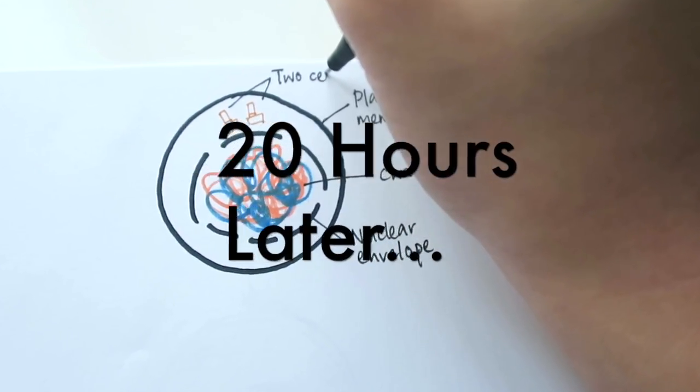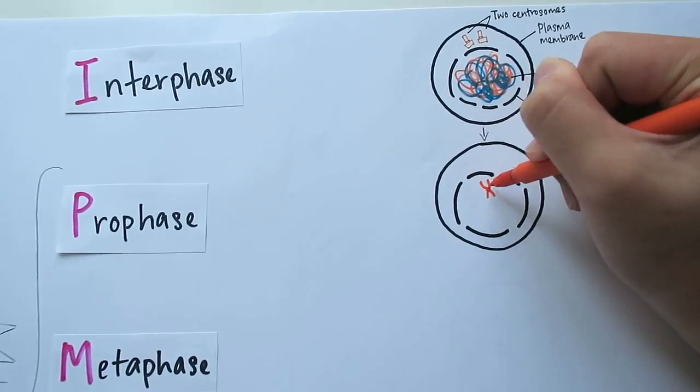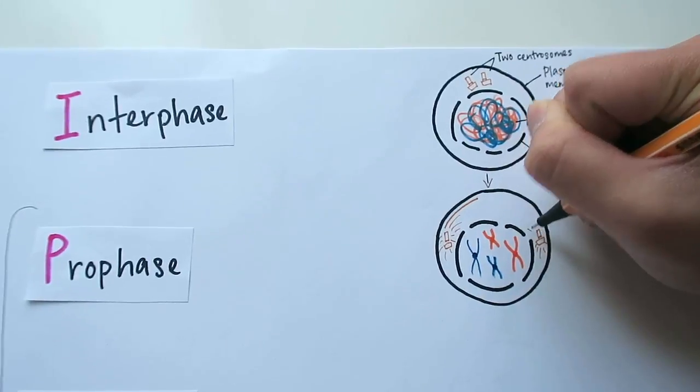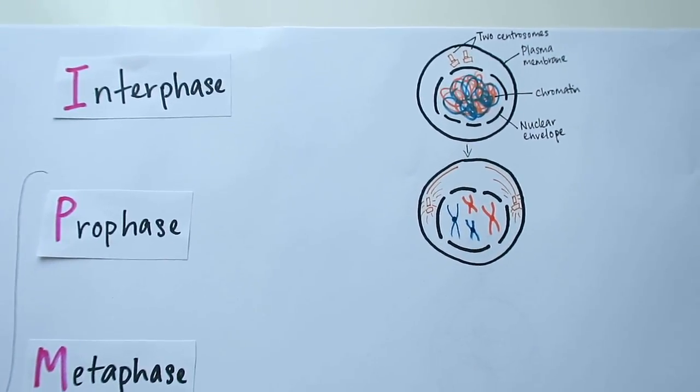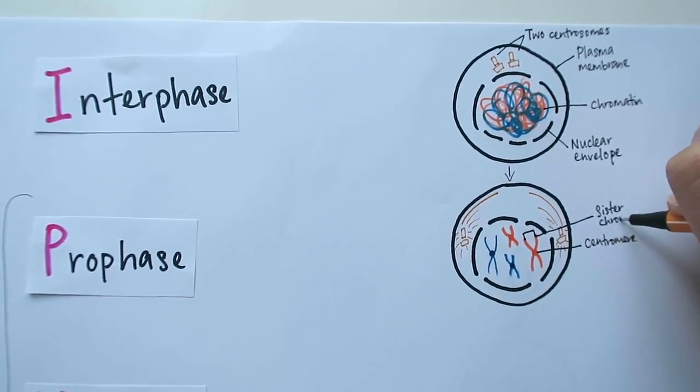In prophase, chromatin condenses into chromosomes which consist of 2 sister chromatids joined by the centromere. Microtubules start to form spindle fibers and the nuclear envelope breaks down as the cell prepares to enter metaphase.